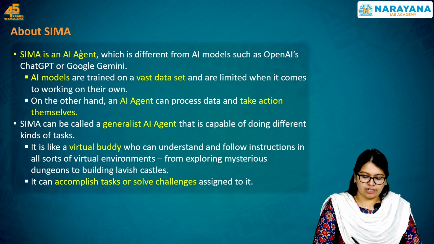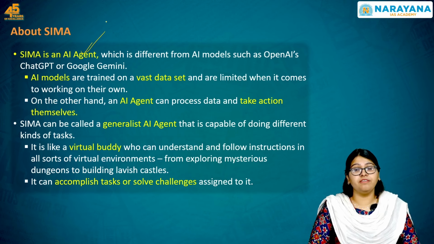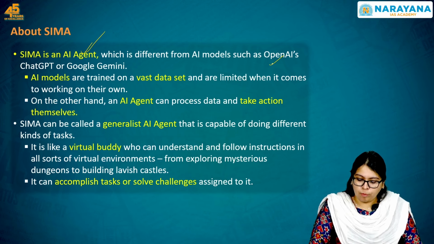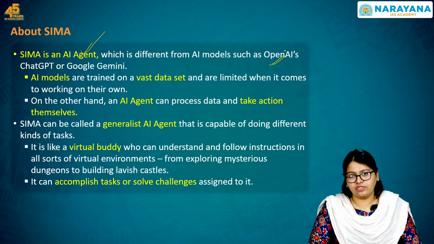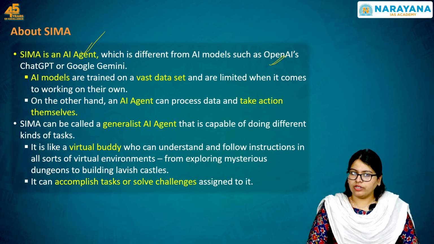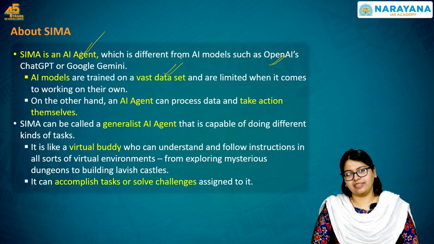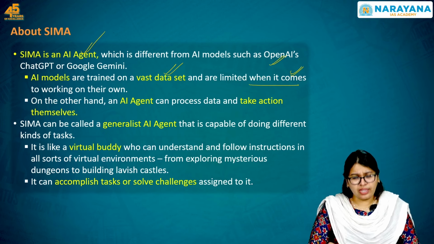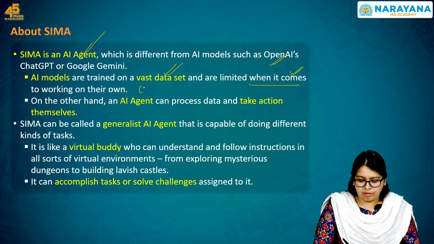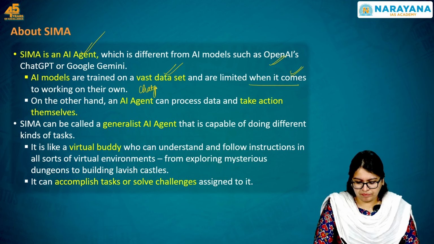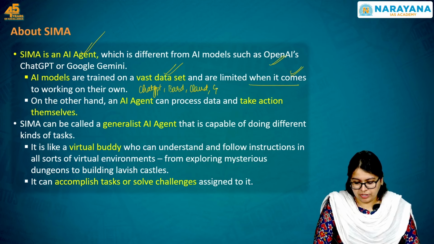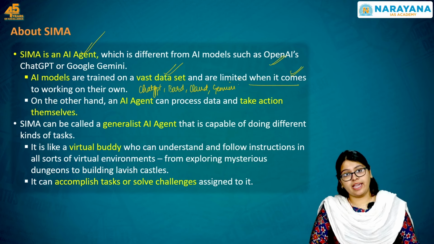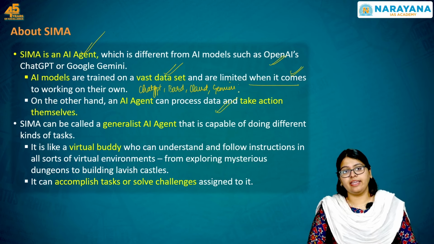So, SIMA is an artificial intelligence agent which is definitely different from AI models like OpenAI's ChatGPT as well as Google's Gemini. Okay. So, moving forward, what is an AI model? AI models are trained on a vast data set and are limited when it comes to working on their own. Okay. So, self-working or thinking is impossible for an AI model. So, AI models include ChatGPT, Bard, Claude, Gemini, etc. Whereas if you see an AI agent, they can process the data and can take action on themselves.